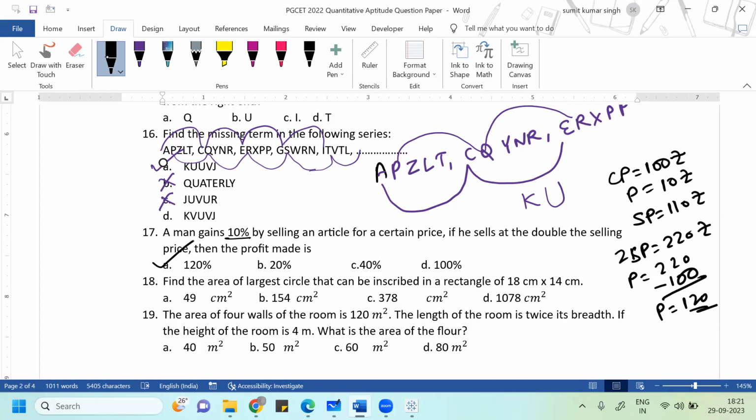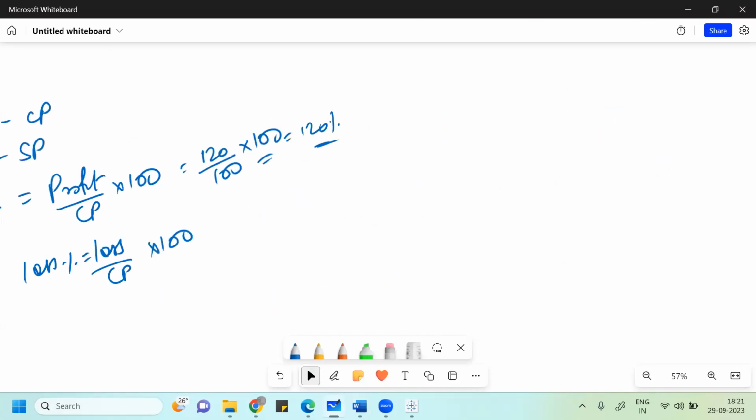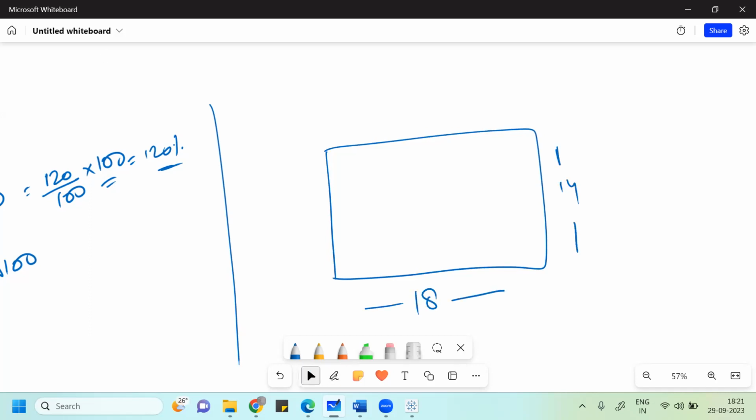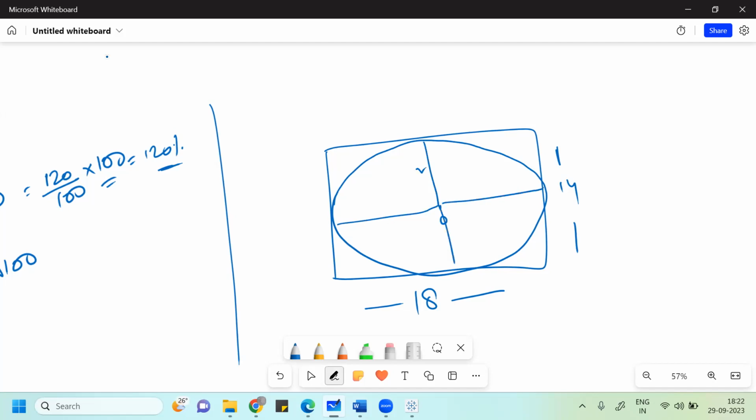Then question number 18: find the area of the largest circle that can be inscribed in a rectangle 18 into 14. So think this is a rectangle. I hope you know the properties of a rectangle. All the angles are 90 degrees. So there's a rectangle 18 into 14. If you're putting a circle inside this, I hope you know the property of a circle. In a circle, if this is the center, then the radius will be the same. So this is the radius, it should be the same.